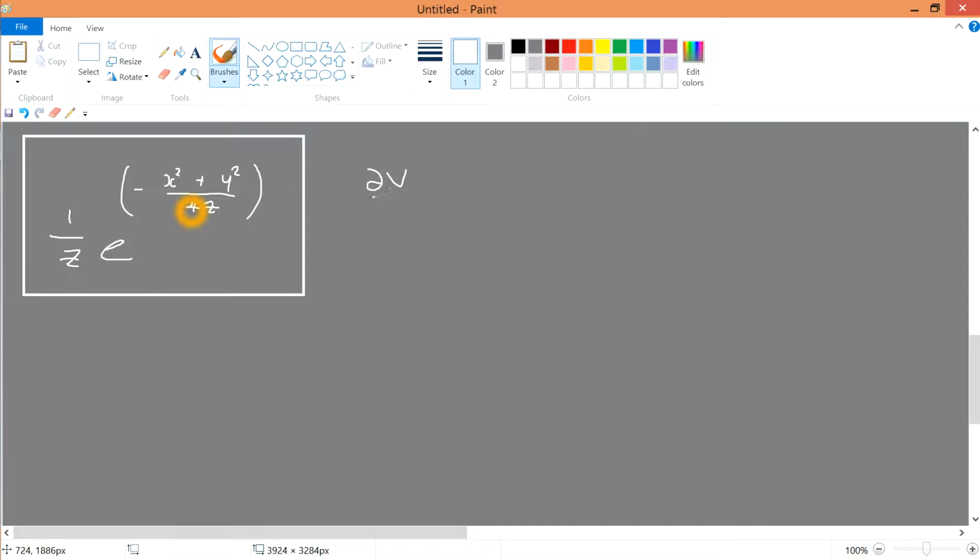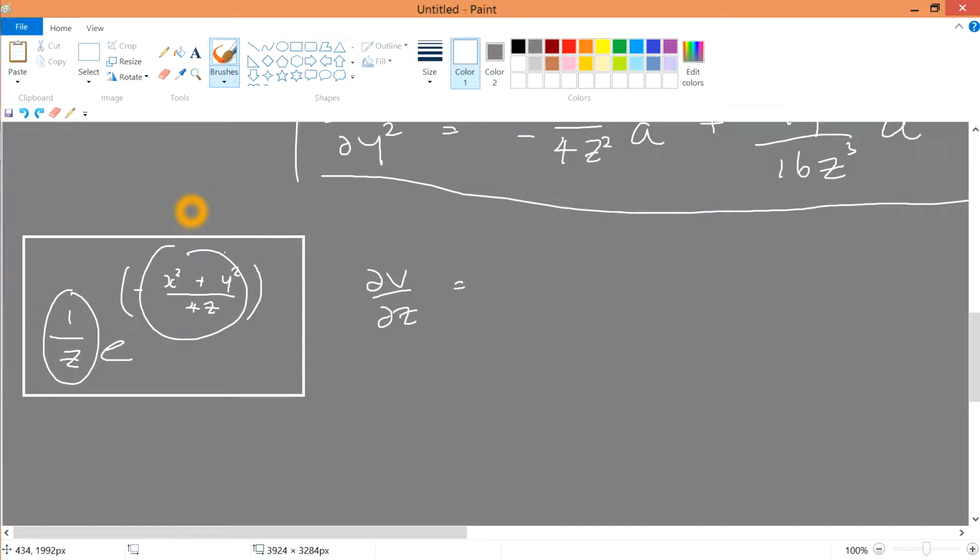Partial v partial z is equal to, so as you can see, there is a variable over here now. There's a variable in front of another variable z. So the z is in front of another same z. As you can see, this is the form of a product rule. You need to really identify it. When you see this type of thing, you're going to use the product rule, really.